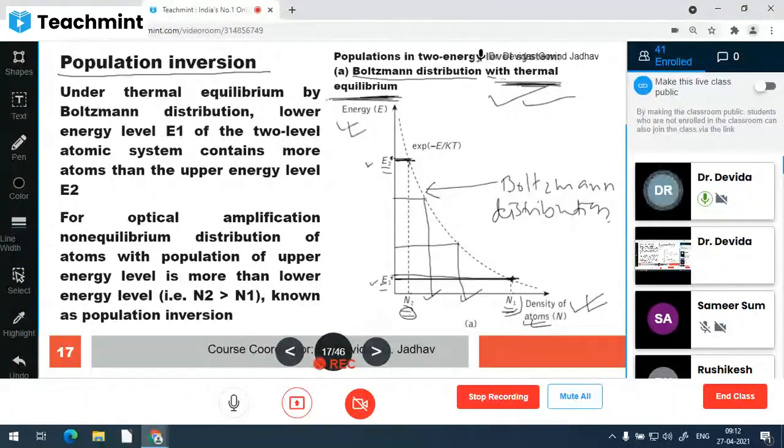Okay. So under thermal equilibrium, what is written in here? Now I will read the slide. Under thermal equilibrium by Boltzmann distribution, lower energy state E1 of the two atomic system contains, okay, two atomic level system.